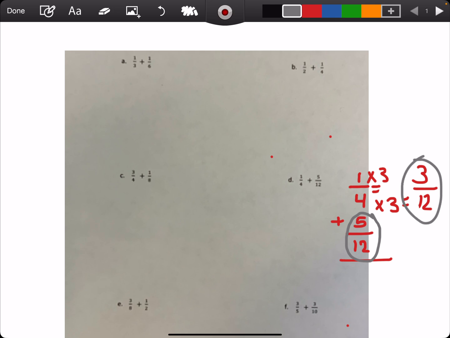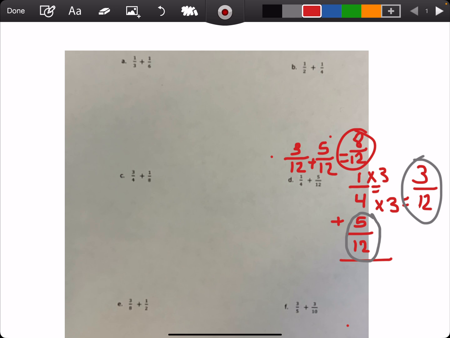In our original problem, you're just adding it to the 5/12. So 3/12 and 5/12. If I did it up here, 3/12 plus 5/12 equals 8/12. And that is your answer for that one.